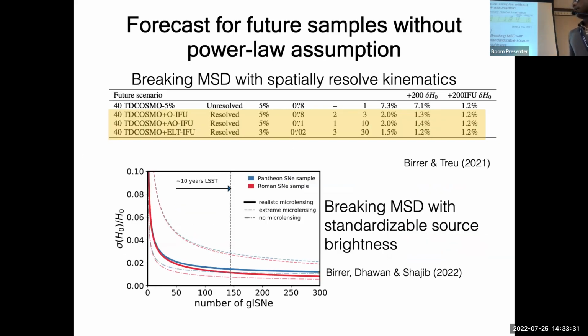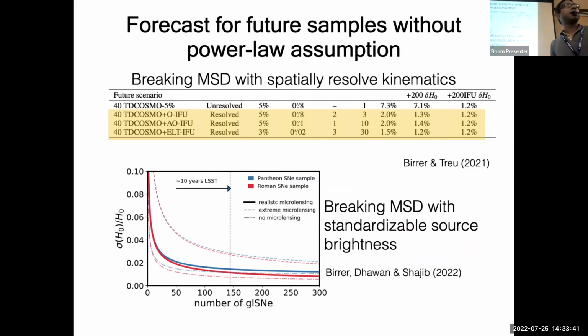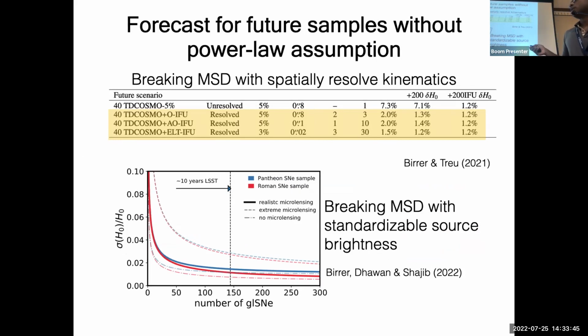So this is a quick summary slide for the forecast that we can get to with a larger sample of time delay lenses with these non-lensing observables that can break the Marshall degeneracy. So just quickly, a sample of 40 time delay lenses with spatially resolved kinematics to help break the Marshall degeneracy can get us to close to 1% precision. So we need to do better than 1.5% to settle the recent Hubble tension at a 5 sigma level.